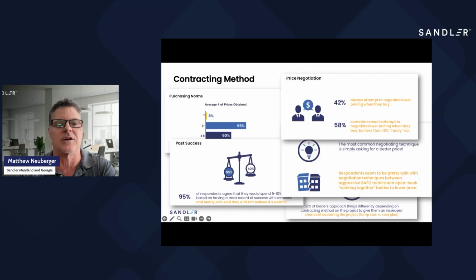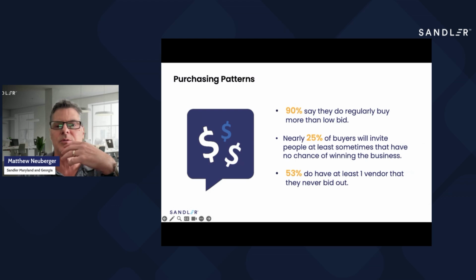So the trends in buying that we saw, there was tons of data from this. If anybody wants the research report, you can ask us and we can give you the entire research report. But some purchasing patterns, some key things I want to pull out from that research report: 90% of buyers in the construction industry, and this is probably true if you're not in construction and you sell a complex type of product or sale, will say they regularly buy more than low bid, meaning they will say price is not the issue. It's really about your quality, but they will not define what that means.